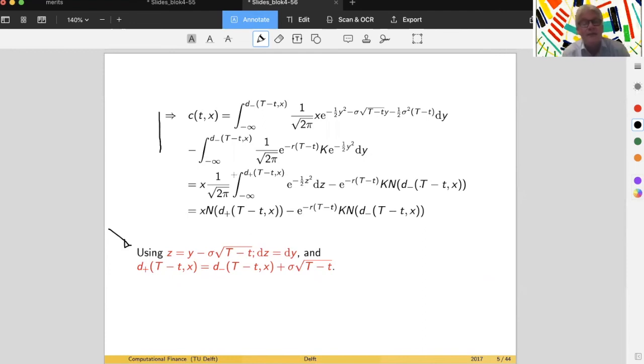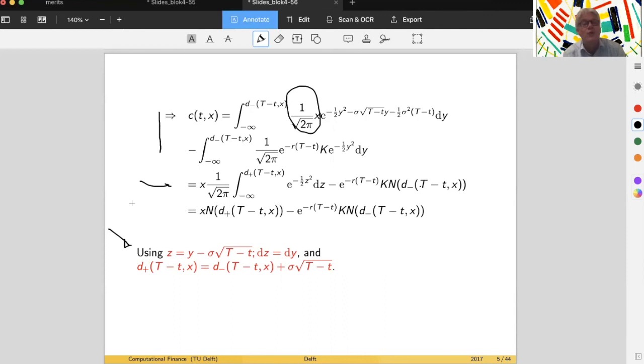So now, looking at this equation after the variable transformation, we have taken the x and the 1 over the square root of 2 pi out of the integration sign, and then what we recognize inside is just the standard normal with now the upper boundary for the integration range d plus with arguments capital T minus t and x. And that is, of course, the standard normal distribution with argument d plus.